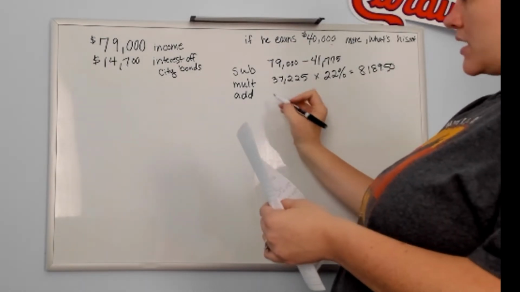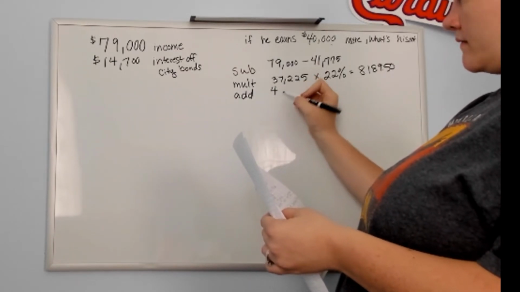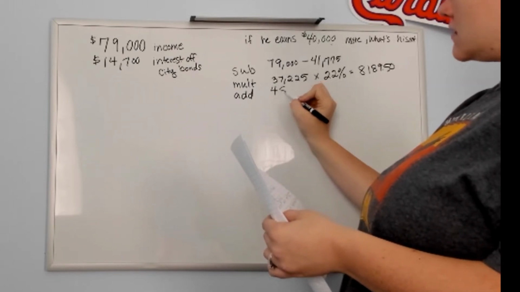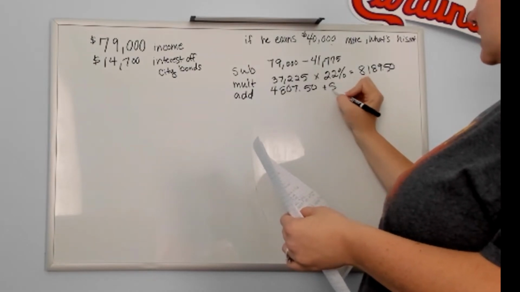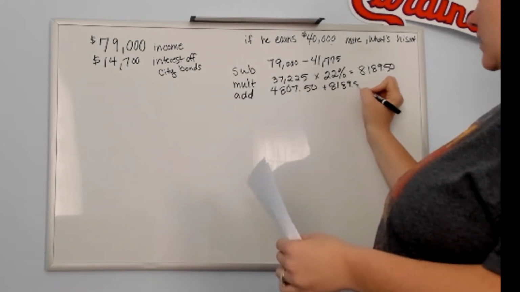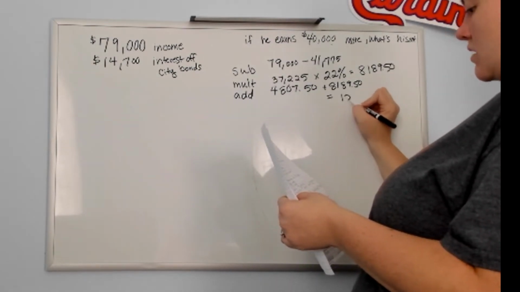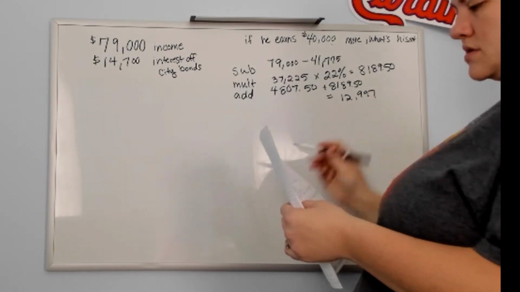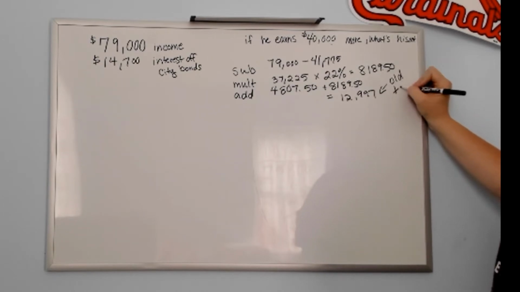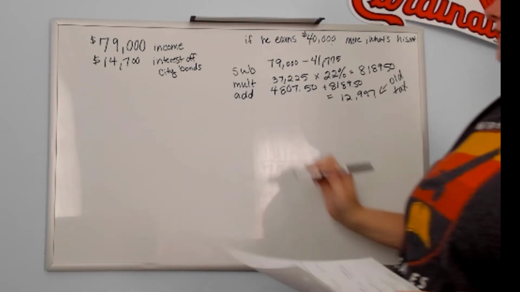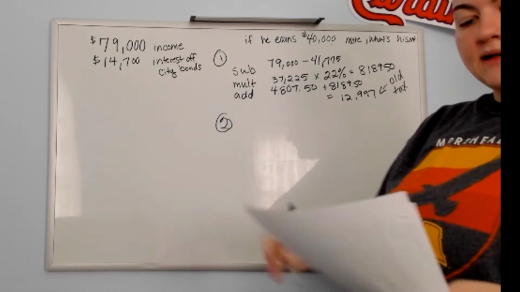$8,189.50. Now we're going to come down and do the adding. We're going to take the piece from the tax bracket, $4,807.50, plus this $8,189.50. Then we're going to get $12,997. And this one here is the old tax. Okay? Now, this is step 1. Step 2: now we've got to find the new tax.